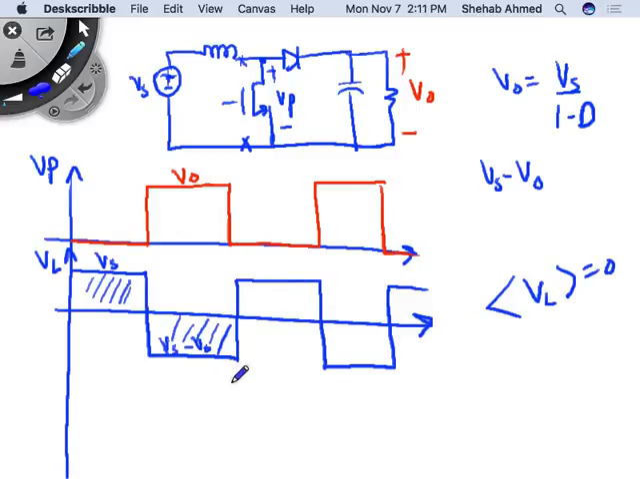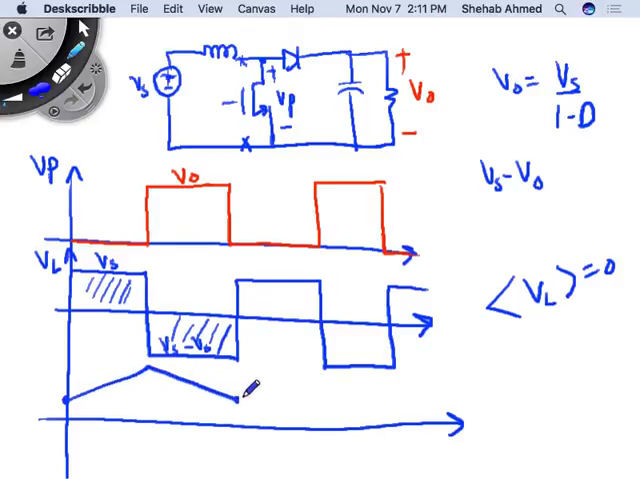So now I would like to draw the inductor current. To draw the inductor current, we know that we start from the inductor voltage. Inductor current is the integral of inductor voltage. Integral of a fixed value is a ramp. Starting from a minimum value, assuming continuous current operation, then this is inductor current, IL. Right? This is my inductor current, and this is its average value.